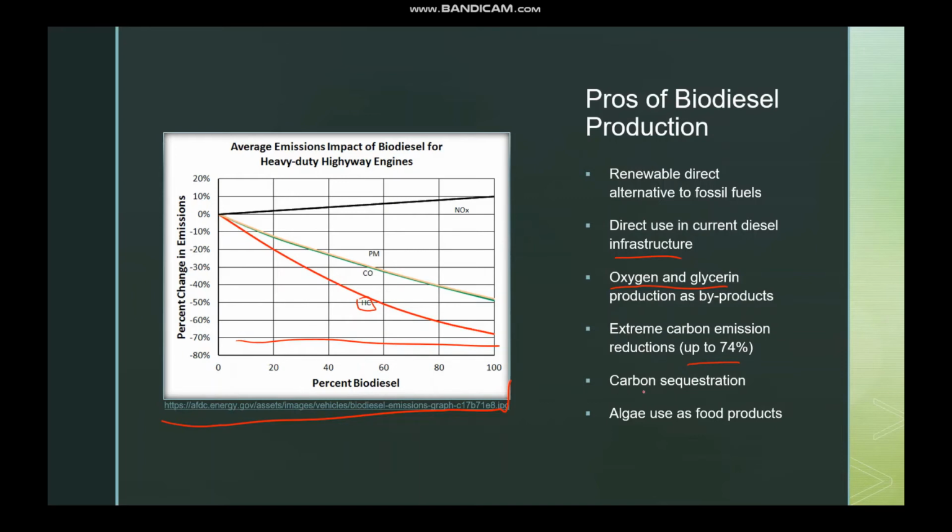Another thing is carbon sequestration. So we have a lot of CO2 in the air, of course, and algae will sequester it as their own building blocks, and they'll use it to produce more algae. So we will have less CO2 in the air, more oxygen in the air, and you can use it for fuel as well as using algae for food products.